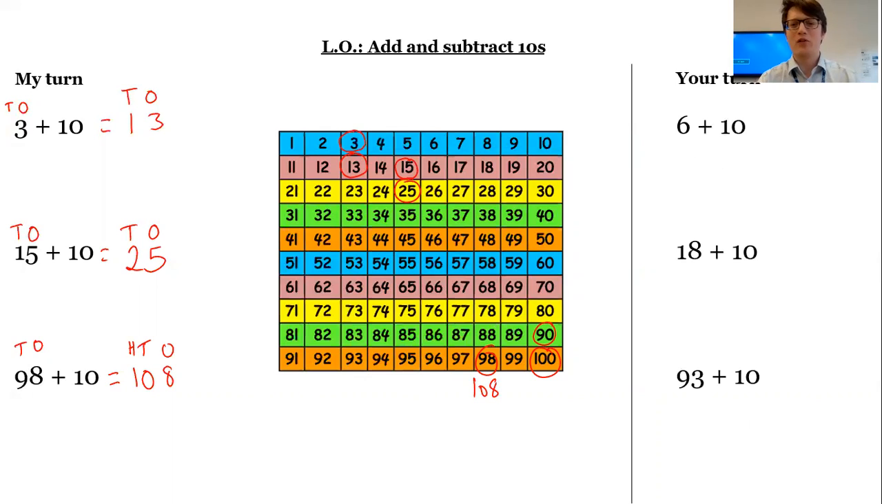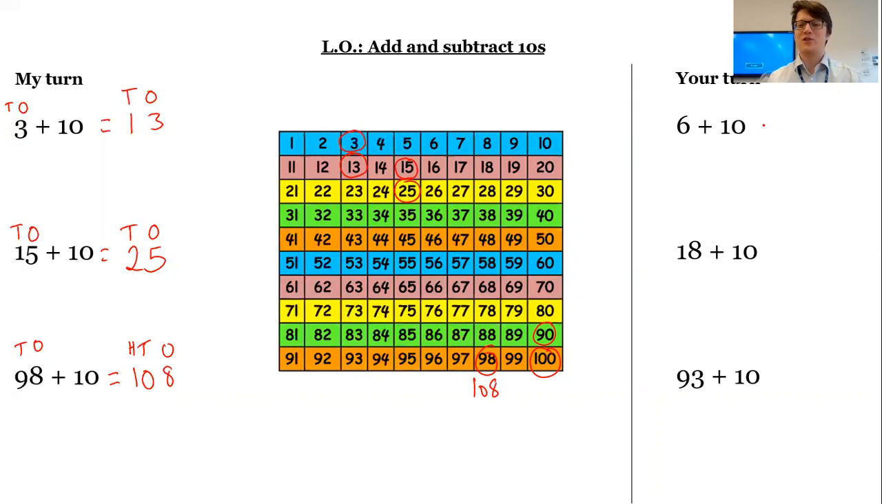So again, your turn, pause the video. Don't forget you can use the 100 square if you need to as well to help you really see what's going on here. It's all about pattern spotting maths, and adding 10 is very much a pattern problem. So pause the video, have a go at these, and then unpause to check the answers.